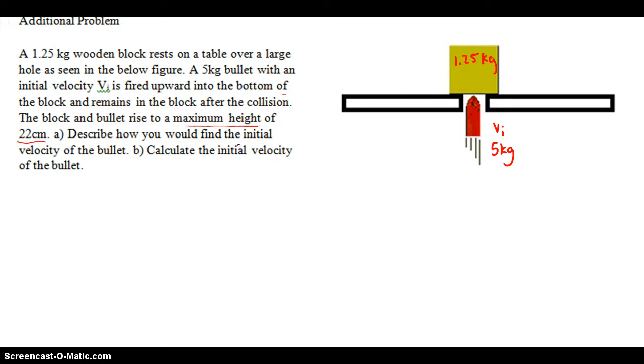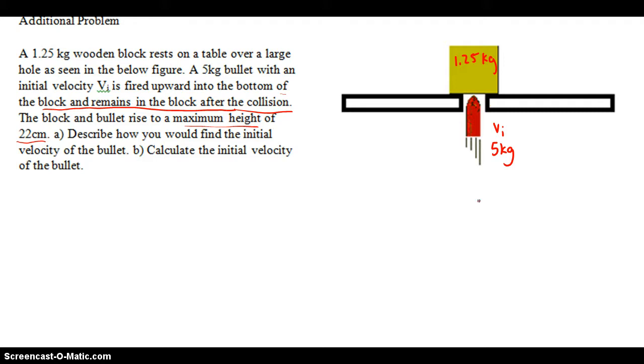Describe how you would find the initial velocity of the bullet. So we want to know what this initial velocity is. And the only piece of information we really have, besides the masses of the two objects, is this maximum height. We also know that after the collision, the two objects have stuck together.